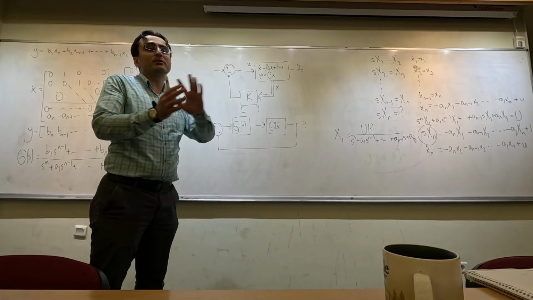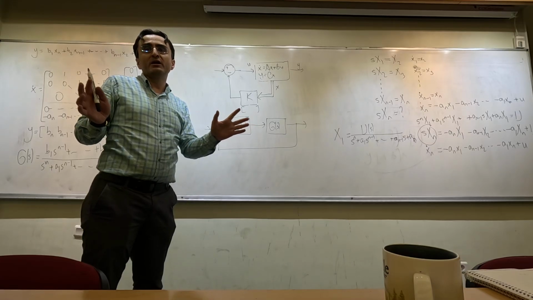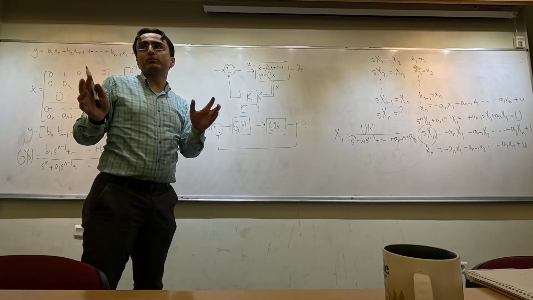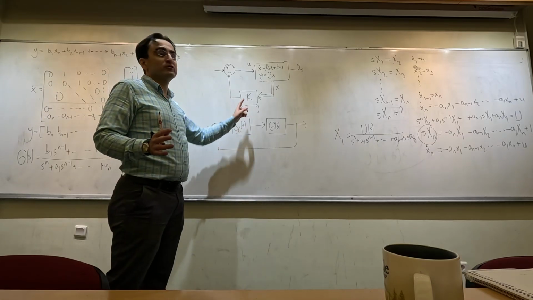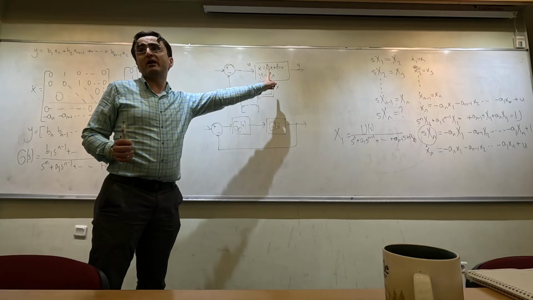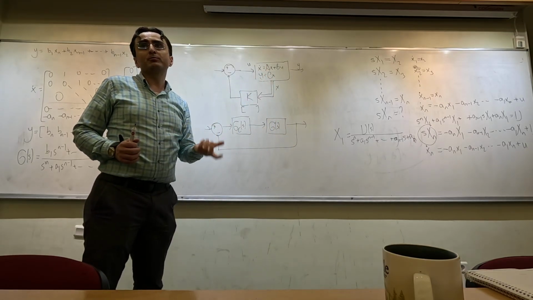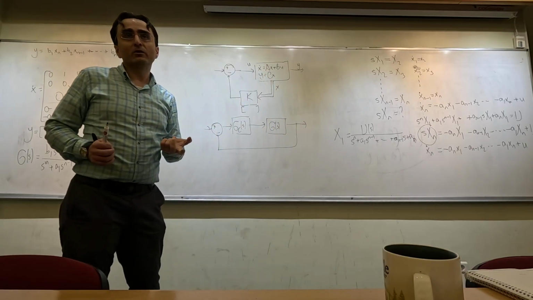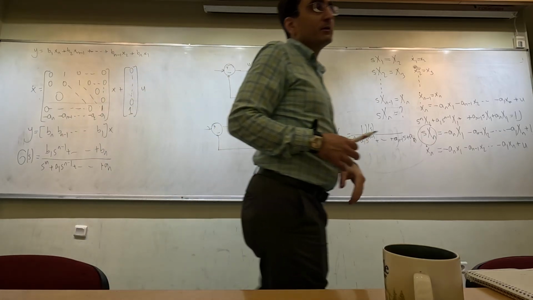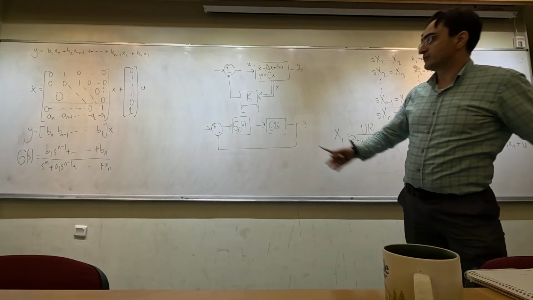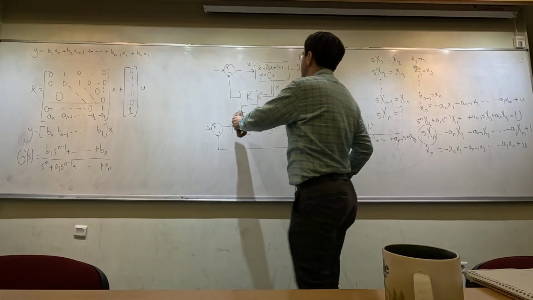We can choose arbitrary locations in the complex plane, and we will be able to place the closed loop poles anywhere we like by choosing this K, if the system has some important property. That property is called controllability. Okay? That is going to be the next topic after we see these representations first.